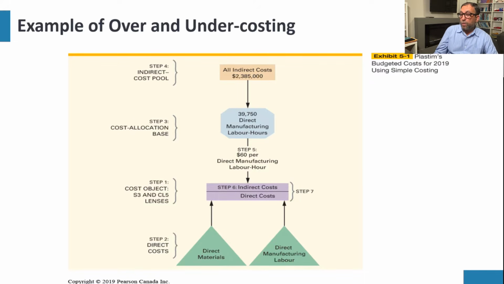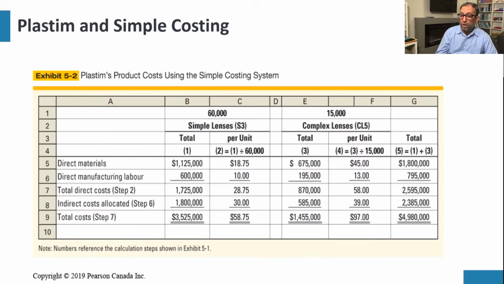So they multiply this 60 with the 30,000 and get 1.8 million for the simple lens and 585,000 for the complex lens. And when we divide this 1.8 million by the 60,000, the per unit indirect cost for the simple lens is 30, and the per unit indirect cost of the complex lens is 39.